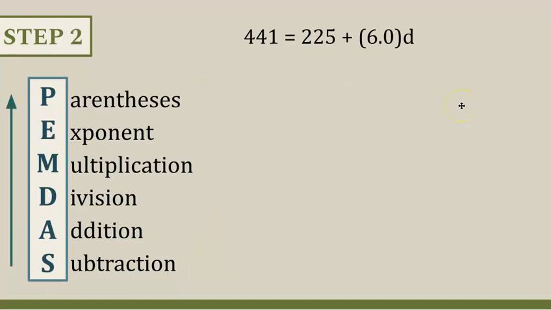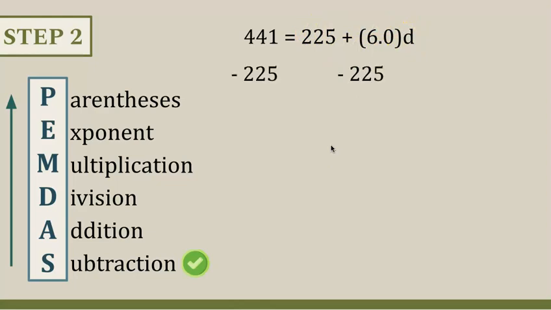Now I'm ready for step 2, which is using PEMDAS, but I'm actually going to go backwards. So first I'm going to ask myself, should I subtract something from both sides of my equation to make it a little bit more simple? Remember that my goal is getting d by itself. I want to isolate this variable. So can I subtract something from this side to start taking away all this extra stuff I don't want? And the answer is yes, I can.